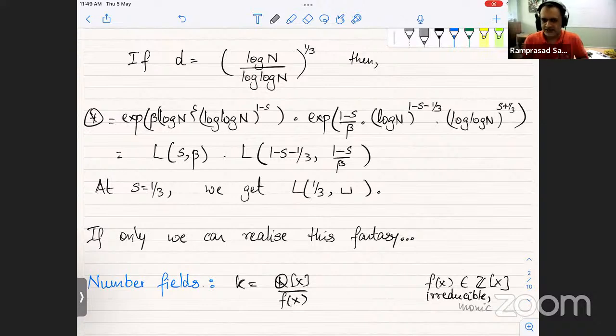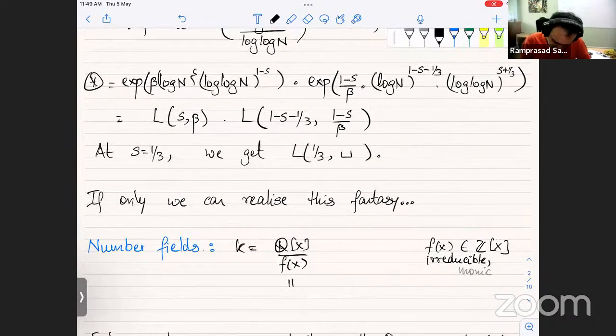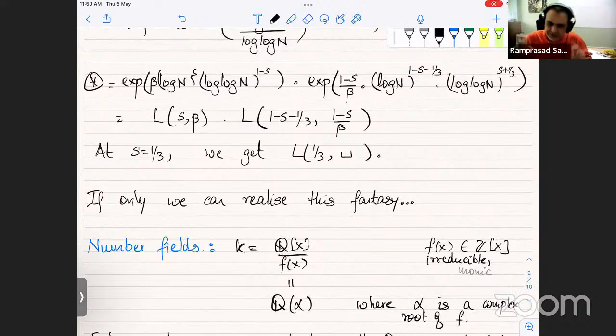Okay, and things of this type are called number fields. For example, if you look at f(x) quotiented with x squared plus 1, it's as if to the rational numbers you are adding the complex number i. You are adding one root of f. So in some sense, this is equal to Q(alpha), where alpha is a complex root of f. It behaves like that.